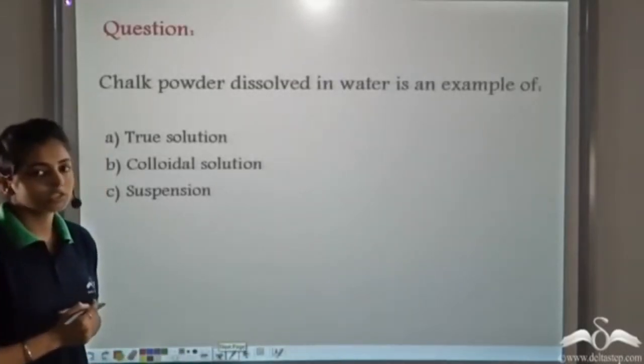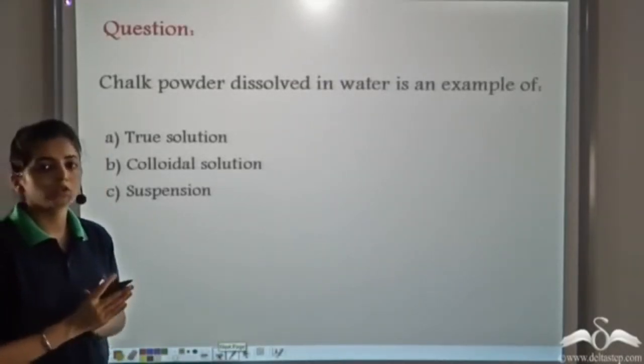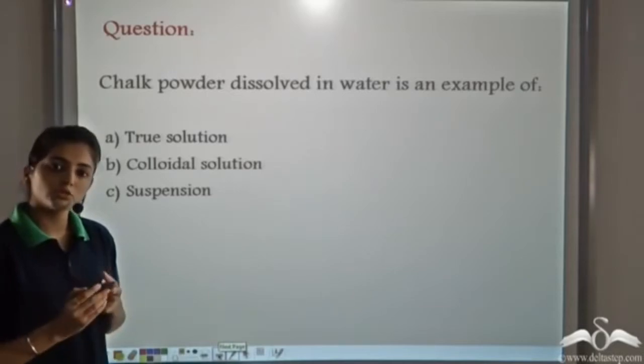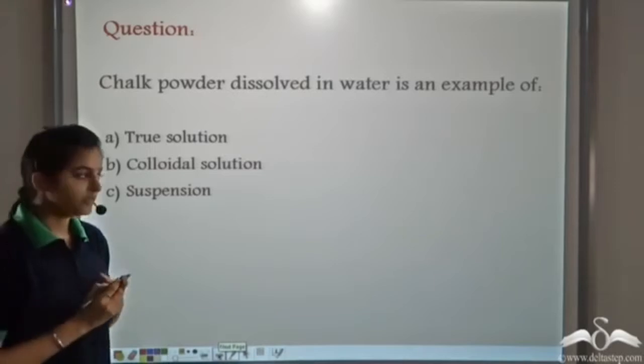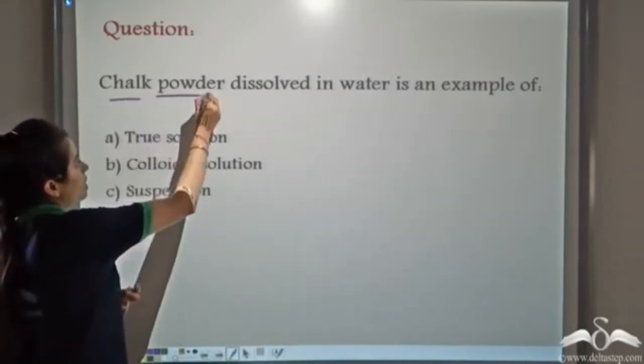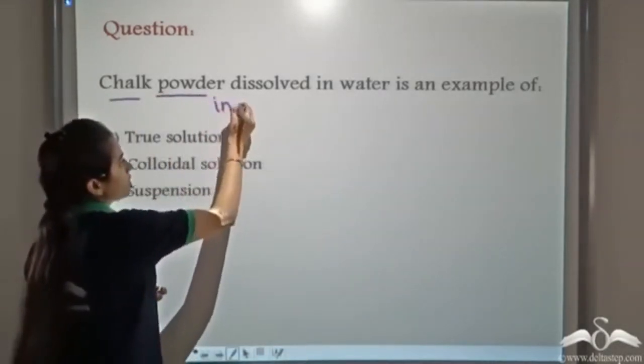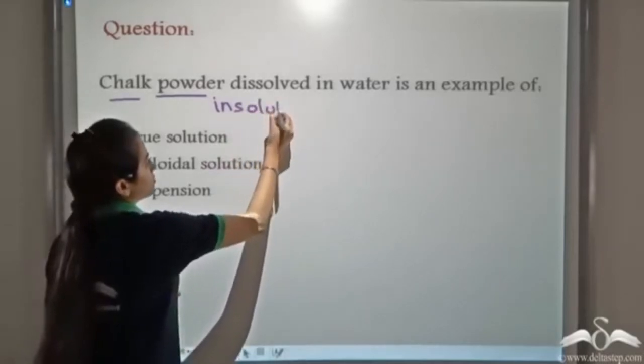We have chalk powder dissolved in water. What kind of a solution is that? Is it a true solution, suspension, or a colloidal solution? We know that chalk powder is insoluble in water.